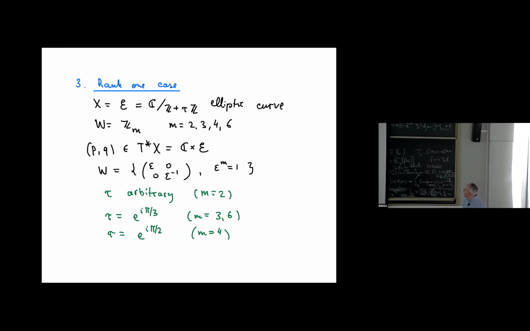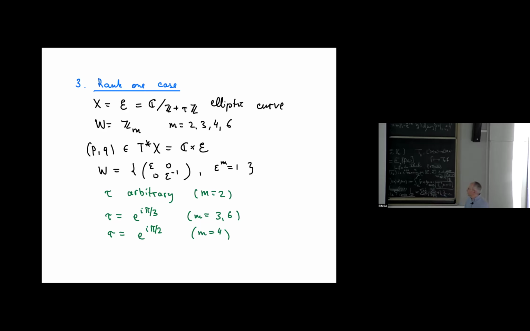Okay, so in the rank 1 case, you have an elliptic curve with a symmetry, where M is 2, 3, 4, or 6. I will think of the cotangent bundle to the elliptic curve with canonical coordinates p and q. Here q is the uniformizing coordinate on my elliptic curve, and p is in the tangent direction. The group acts again as before; you can think of it in terms of matrices like that. And if M is 2, then you can choose any elliptic curve because it has Z2 symmetry.